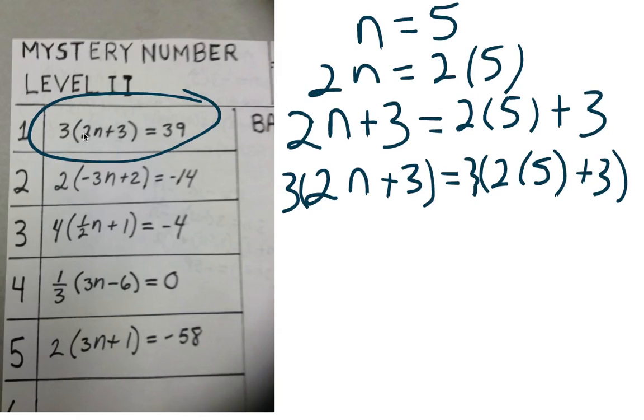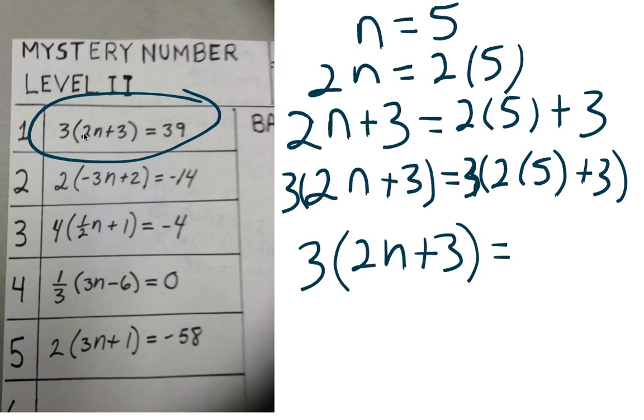Now, all we have to do is figure out the value of the right side. So 2 times 5 is 10. 10 plus 3 is 13. 3 times 13 is 39. We're going to leave the left side the same way. That provides the mystery. So that's where I got the first mystery equation.